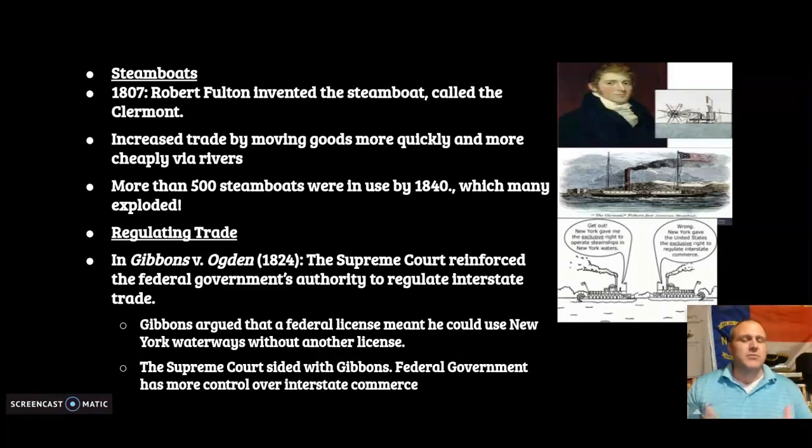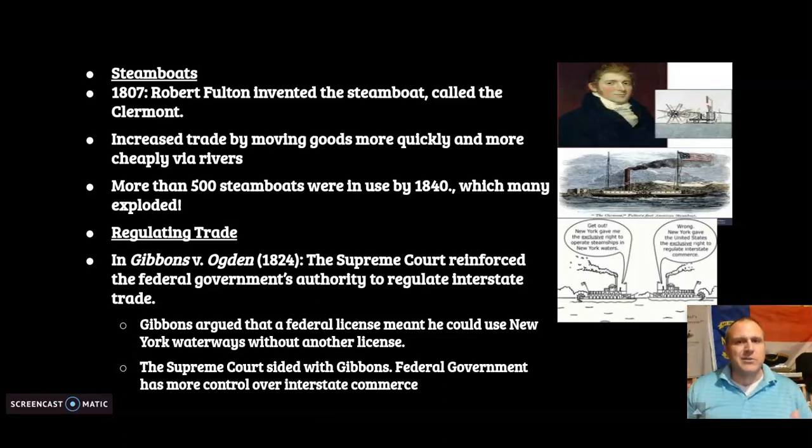But when you're on a river, who's to say where the state boundaries are? Who's to say when you can and can't stop them? So this guy Gibbons argues that a federal license meant that he can travel from New Jersey and use New York waterways without another license. He said the federal license is a good enough license. We are part of the United States.